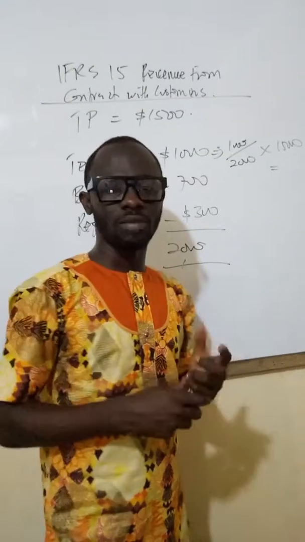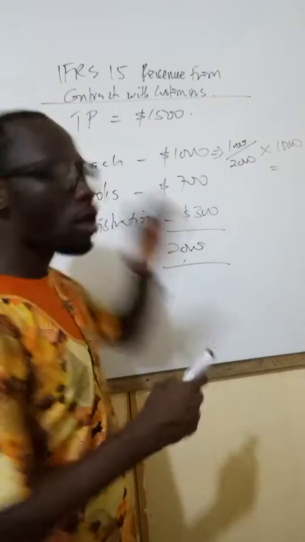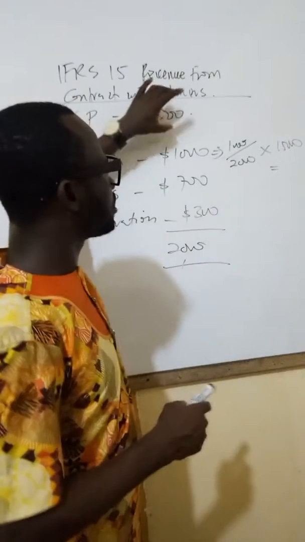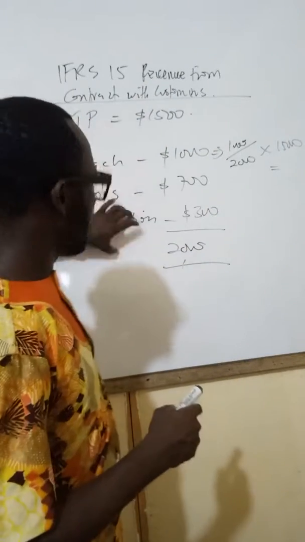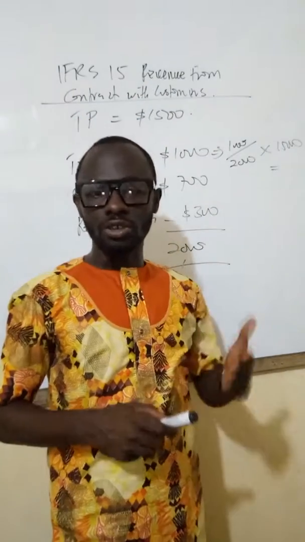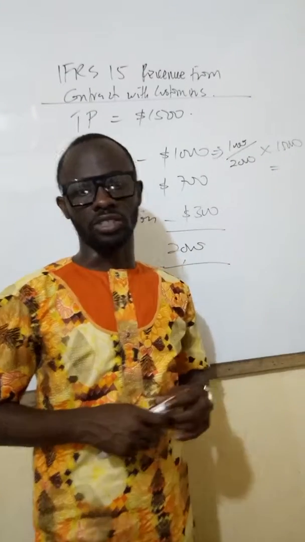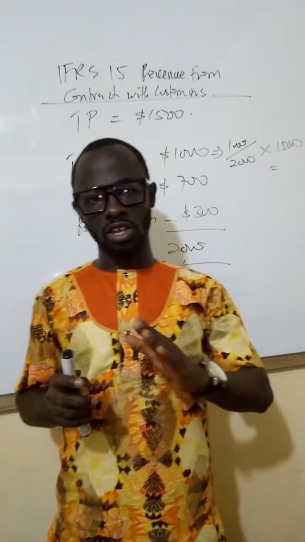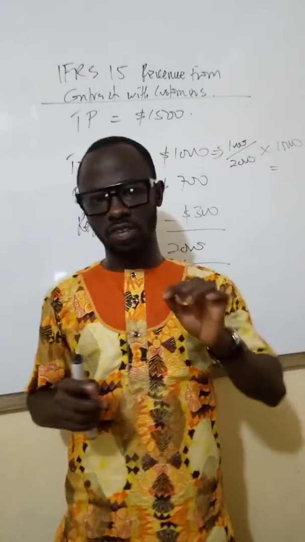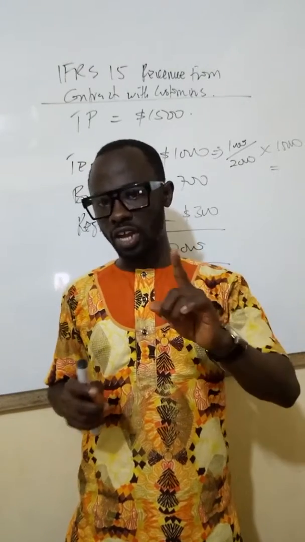So what does this mean? It simply means proportionately sharing the transaction price to the performance obligations using their standalone prices. So that is also the 4th thing that you need to understand. I'll see you in the next video as we talk about the final stage.